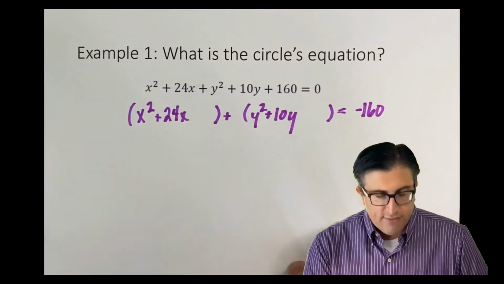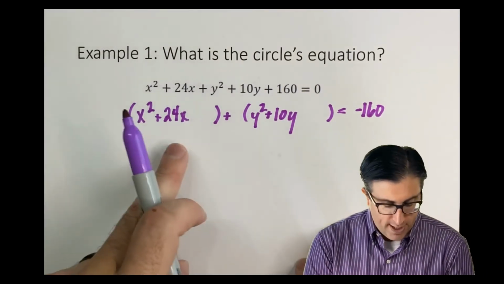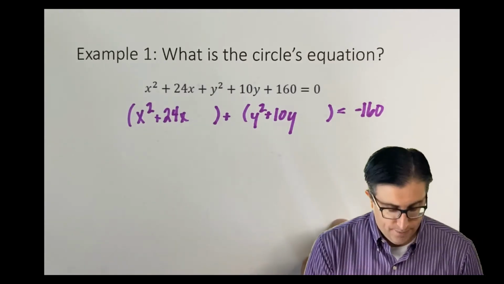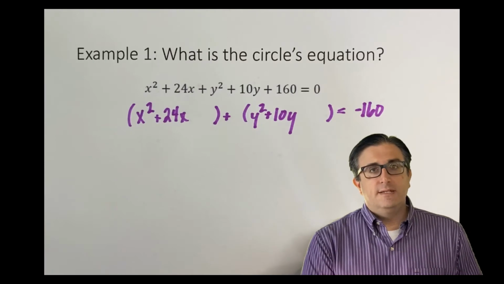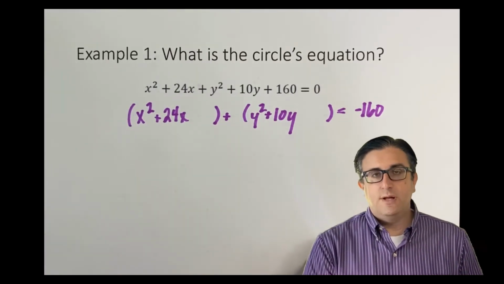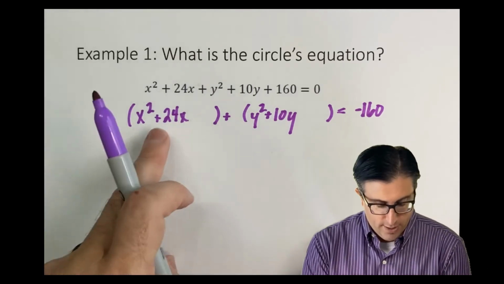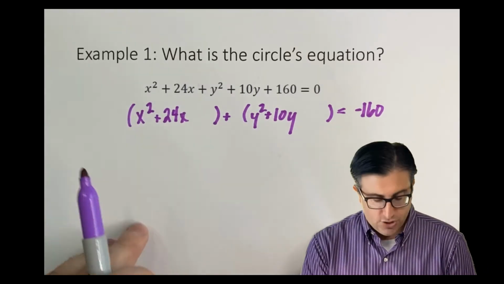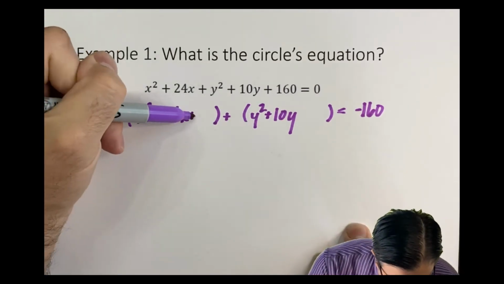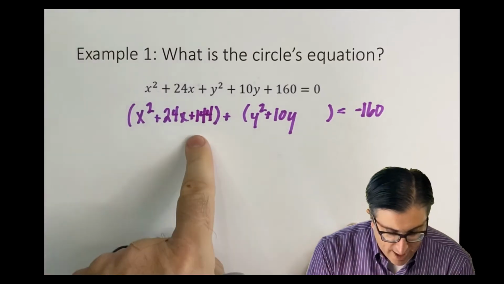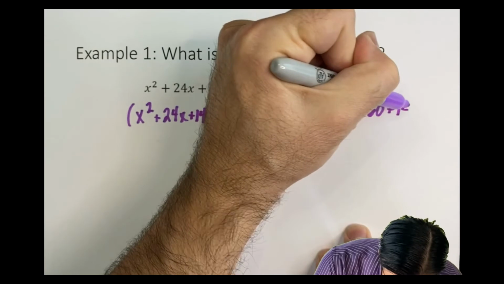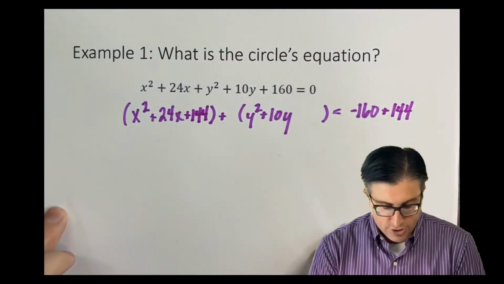I have an x squared, I have a 24x. I need to add something because right now this doesn't factor to give me x minus h squared. Now 24x, divide that number by 2. Whatever has the variable, you're going to divide it by 2 and then square it. That's completing the square. Dividing by 2, then squaring it. 24 divided by 2 is 12. 12 squared is 144. If I add 144 to one side of my equation, I need to add 144 to the other side of the equation.